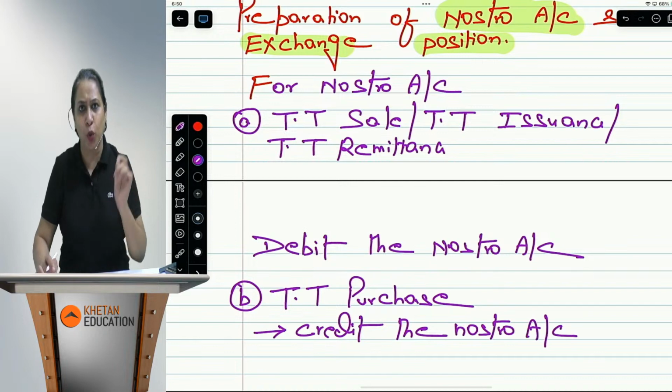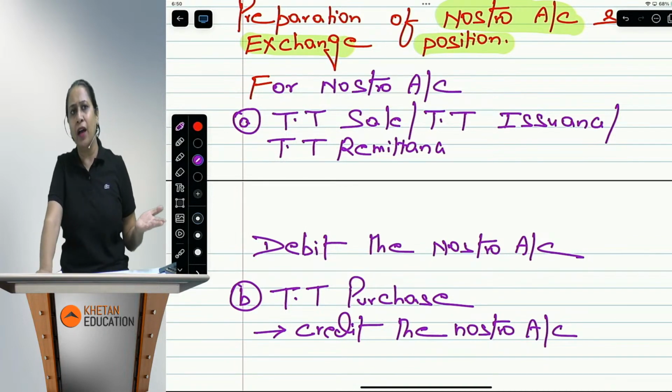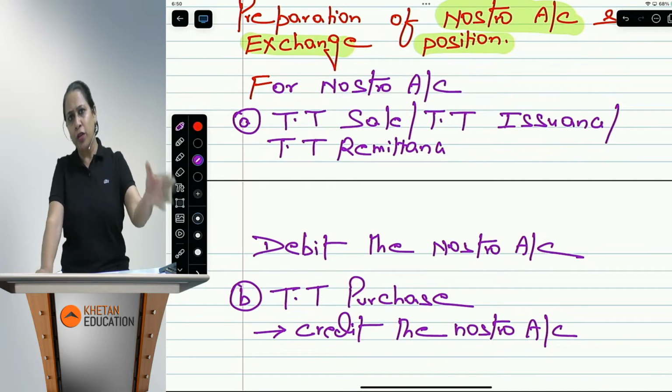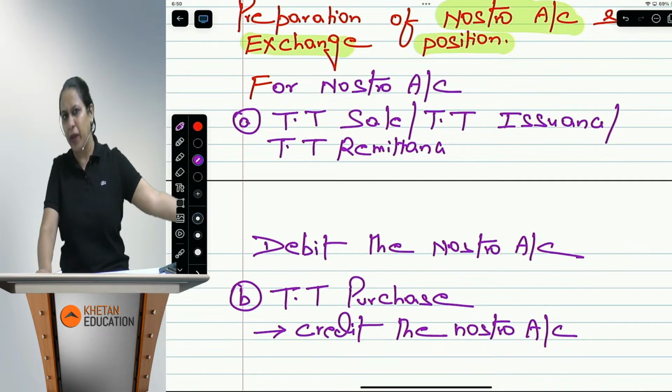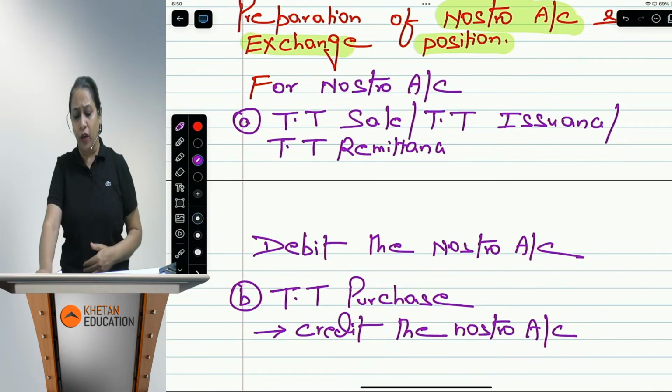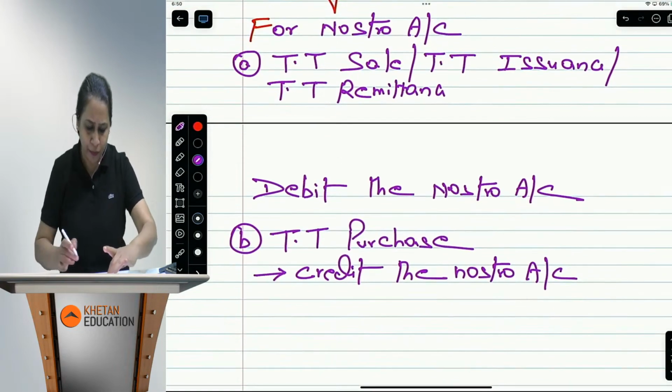Suppose you stay in US and your parents stay in India. You want to send $1 lakh to your parents to buy a house. You go to the Citibank in US, you deposit $1 lakh. In return, SBI will give 83 lakh rupees to your parents. There is an inflow of dollars and hence credit the Nostro account.